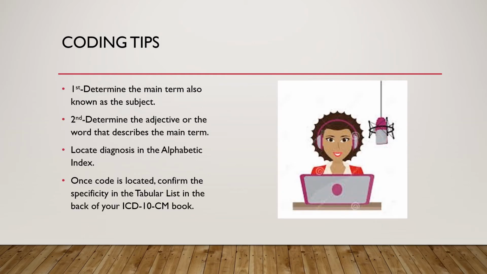So our coding tips for locating an ICD-10 code or diagnosis code is first, determine the main term, also known as the subject. Second, determine the adjective or the word or words that describe the main term. Then you will locate your diagnosis in the Alphabetic Index. Once your code has been located, you will go back to your tabular list to confirm the specificity.